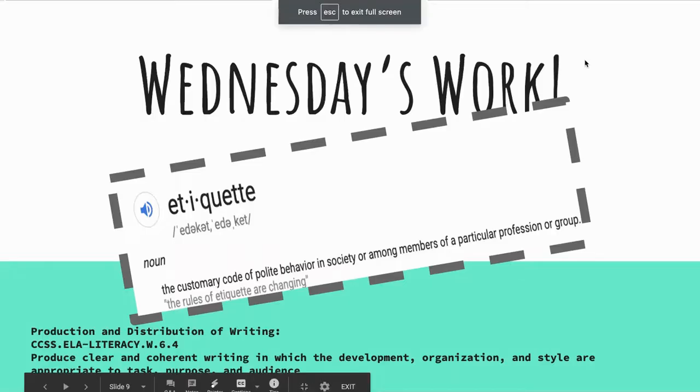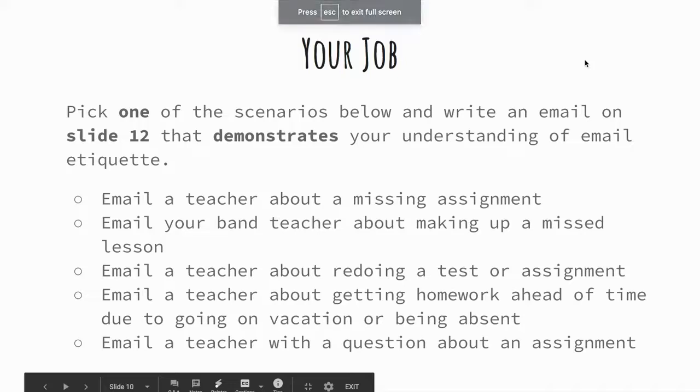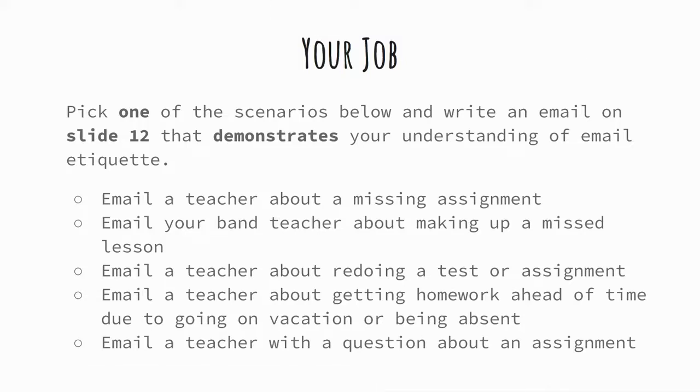Okay, so your job today is to pick one of the scenarios below and write an email on slide 12 that demonstrates your understanding of email etiquette. So your choices are: you can email a teacher about a missing assignment, email your band teacher about making up a missed lesson, email a teacher about redoing a test or assignment, email a teacher about getting homework ahead of time due to going on a vacation or being absent, or email a teacher with a question about an assignment.